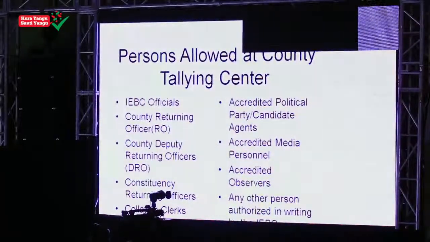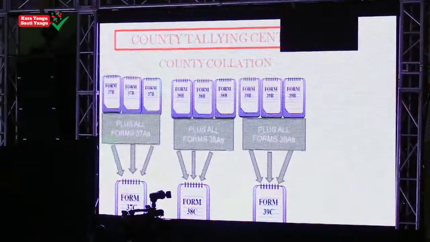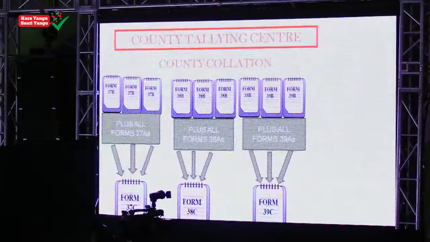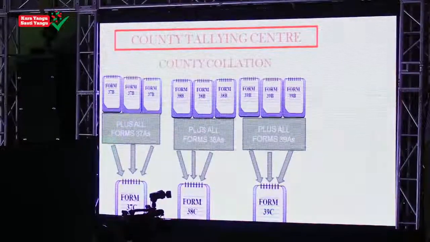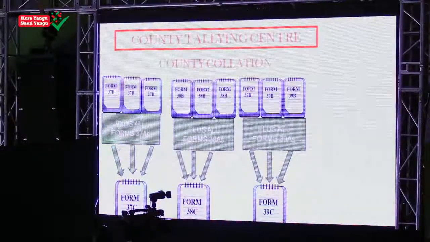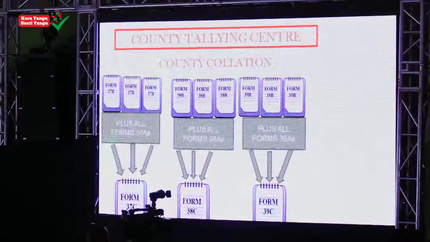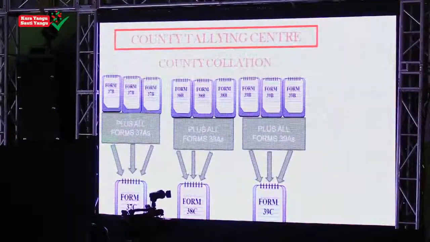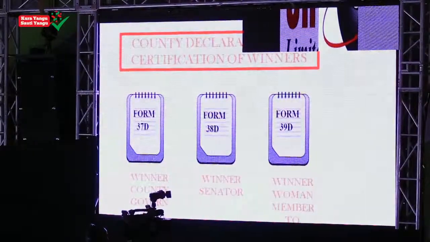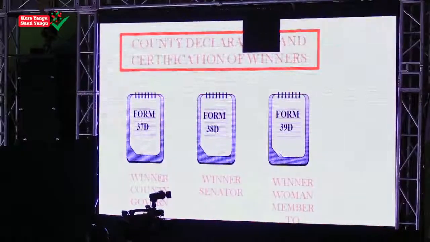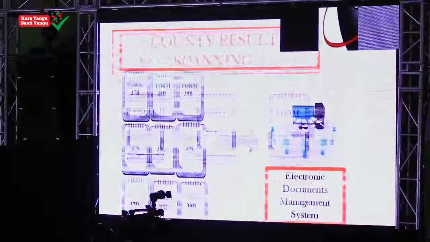Next slide, please. At the County Tallying Center, the same is replicated in terms of the tallying center. Those are the people allowed there. At the county, the Bs become Cs. So 37B, 38B, and 39B now are converted to Form 37C, Form 38C, and 39C. Next slide. After that, the county returning officer is then expected to announce the winner for the county governor, winner for senator, and winner for woman member to the National Assembly.